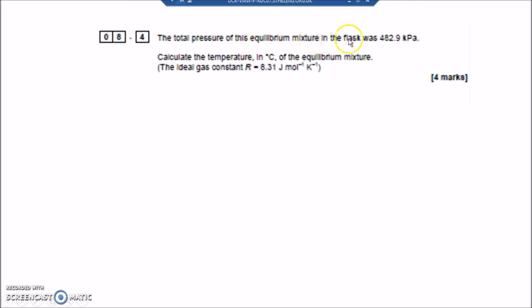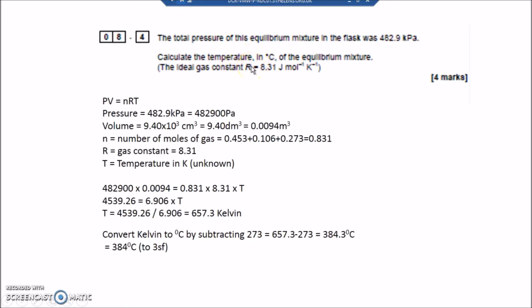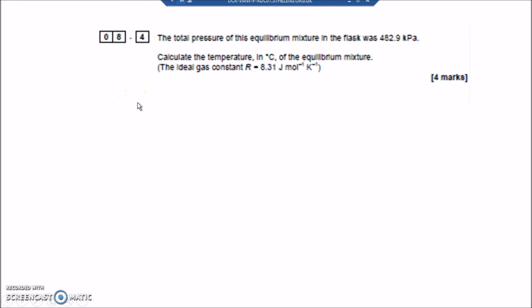The total pressure in the flask was 482.9 kilopascals. I've been given a gas constant and I want to work out temperature. The only reason I'd be given a gas constant is if I wanted to use this equation. It's the only equation I know with a gas constant in it. PV equals nRT.